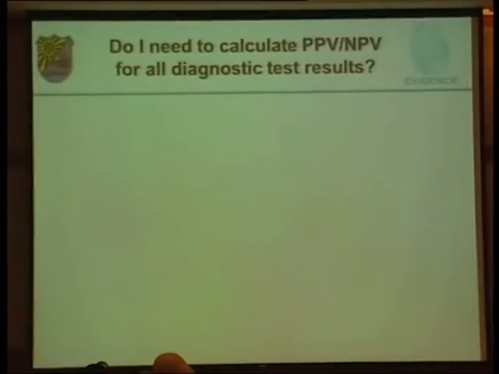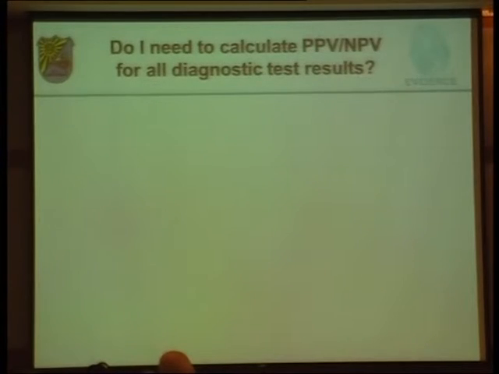Now, the question is, do I need to calculate the positive and negative predictive value for all my diagnostic test results? What do you think? You think you need to do this every single time you get a diagnostic test? Well, even if you should, you wouldn't, right? Who has time? When should you actually do this calculation? Get your iPhone out, go to that website, and put in your pretest probability and the sensitivity and specificity. When? What's that? With new tests, okay, fair enough. If you're not sure how they operate, sure.